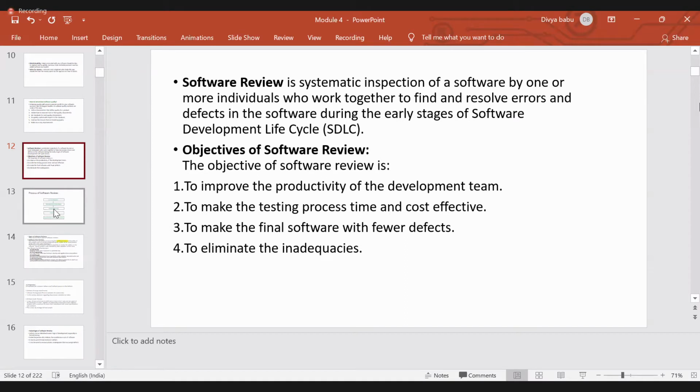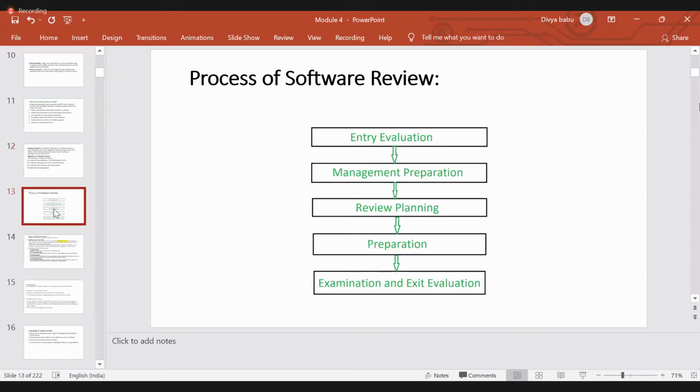So the process of software review contains, first, this is a monitoring system, right? So entry evaluation, management preparation, review planning, preparation, examination, evaluation. Actually, for reviews, the review panel members should be very well planned and learn about the system, and only then can they review that process.